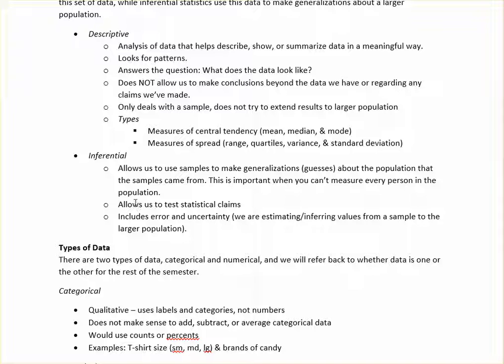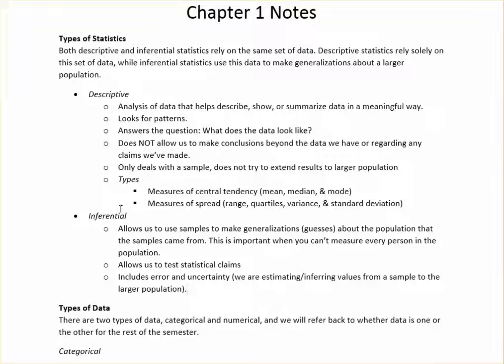So inferential does allow us to test statistical claims, which we'll do a lot with coming up. It also, though, includes error and uncertainty. And why is that? It's because we're estimating values from a sample to the larger population. Since we aren't asking every single Richland student what they think about the bookstore, we are only taking a sample of students. That means we don't know for sure if every student really feels that way. We're only guessing or estimating how students feel based on the sample that we have. So hopefully that makes sense, descriptive and inferential.